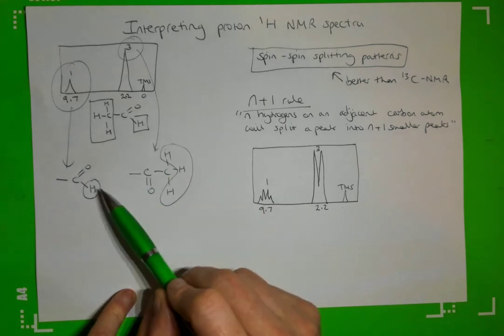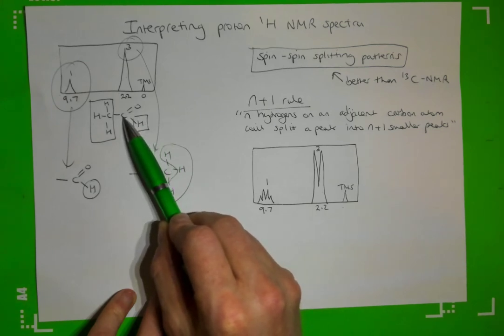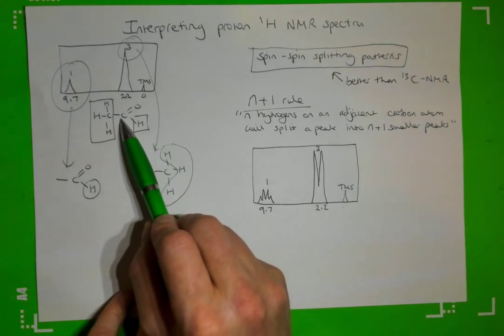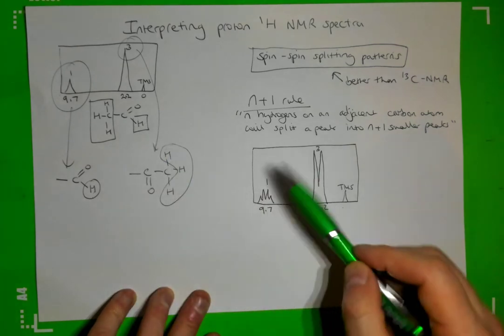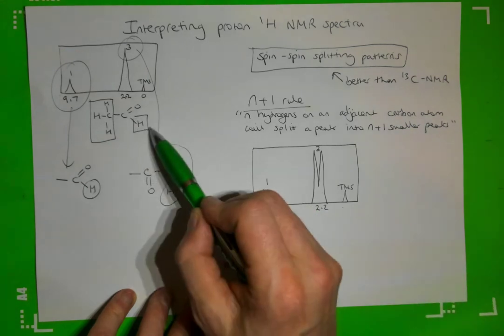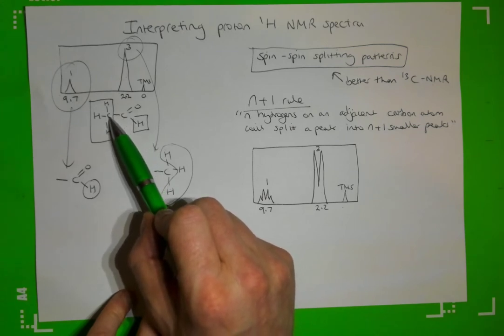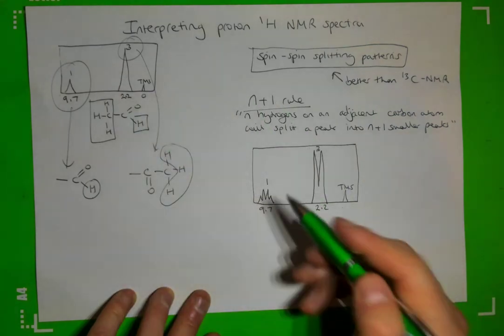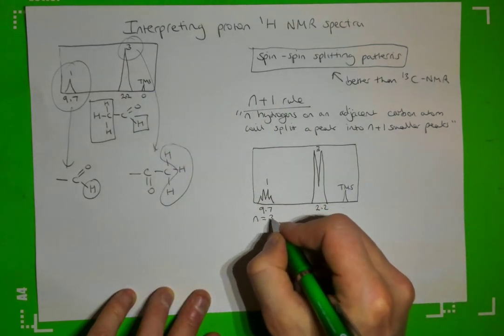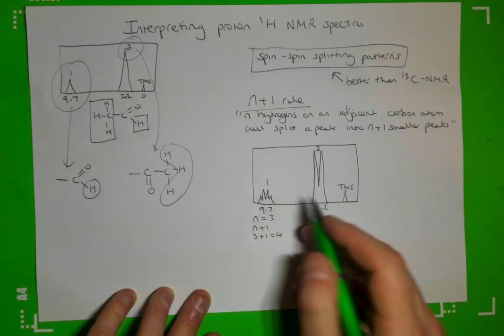N is the number of hydrogens on the adjacent carbon. So this is the peak we're talking about here, and the hydrogen on the adjacent carbon, so this is the carbon we're talking about, with that hydrogen, corresponds to this peak here with the integration ratio of 1 hydrogen. Now that carbon is attached to another carbon, which has got 3 hydrogens attached to it. Therefore, N is equal to 3. So N equals 3, so N plus 1 would be 3 plus 1 equals 4. That's why it's split into 4 peaks.